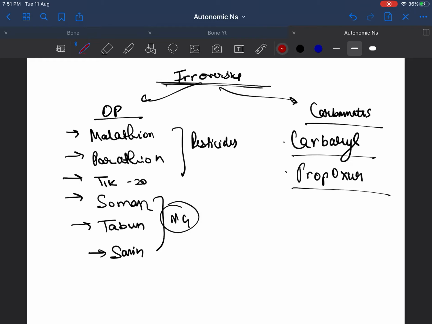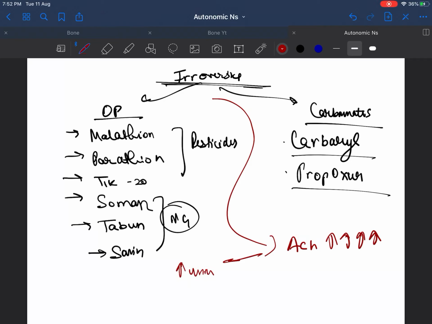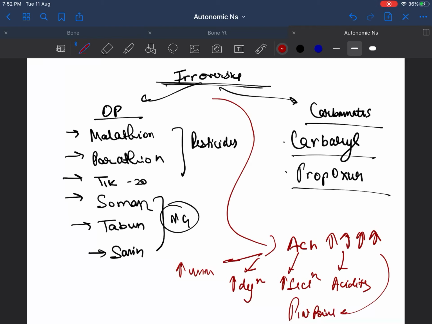So what will these do after? They will form very strong covalent bonds. This will lead to what? Increase in ACh. A lot of acetylcholine functions will work. So these all will lead to what? These will lead to hypercholinergic activity. It will lead to more urine, more defecation. It will lead to more secretions. It will lead to acidity. It will lead to pinpoint pupil. Pinpoint pupil is actually also seen in cases of opioid poisoning.